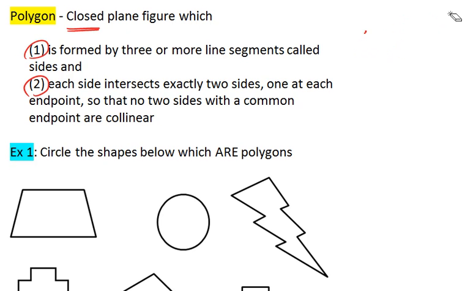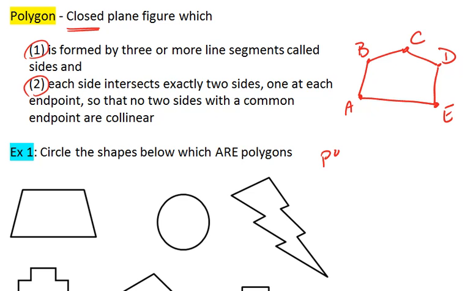So let's go ahead and connect them. So we draw endpoint to endpoint, endpoint to endpoint, endpoint to endpoint. We'll name our endpoints, which are called vertices. That's the plural of vertex. Okay, we named this polygon A, B, C, D, E.